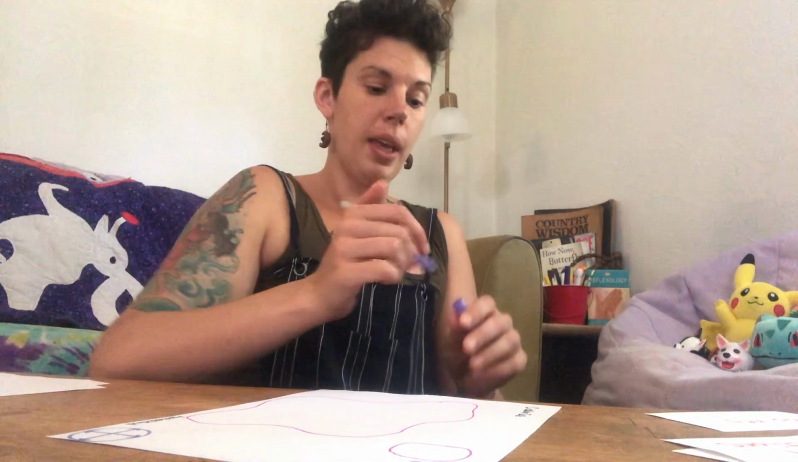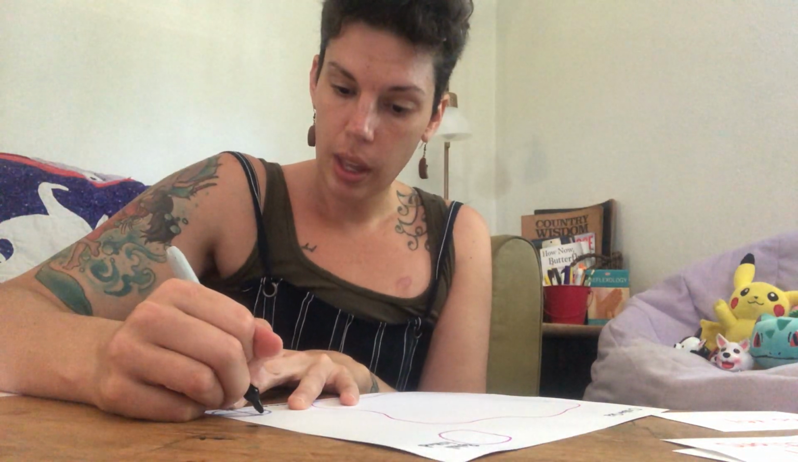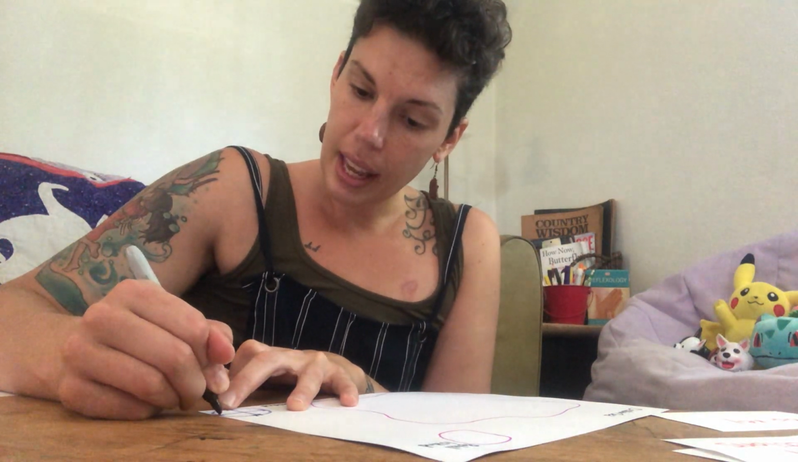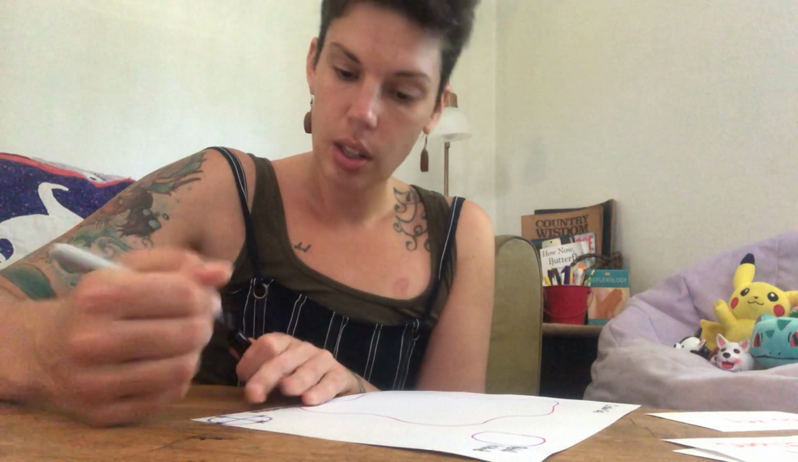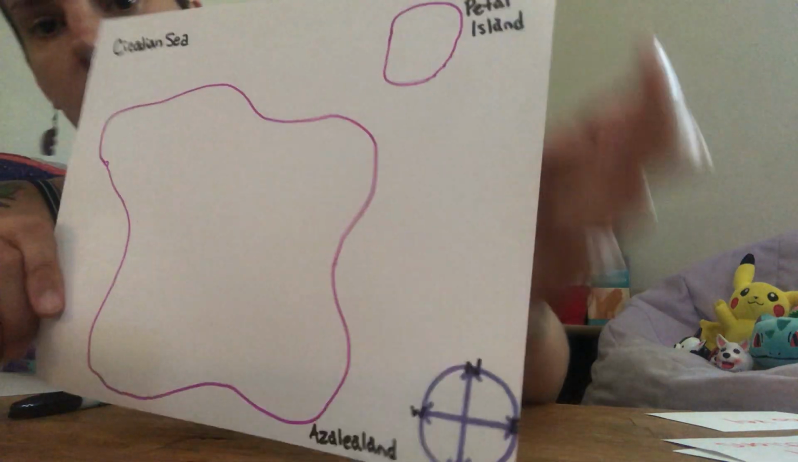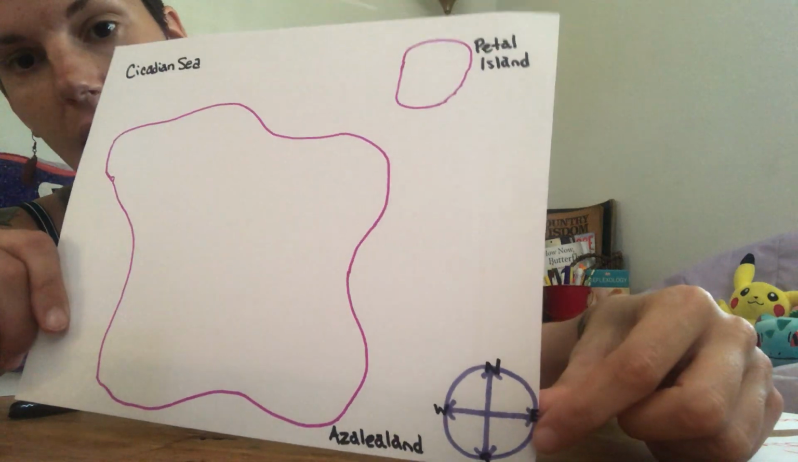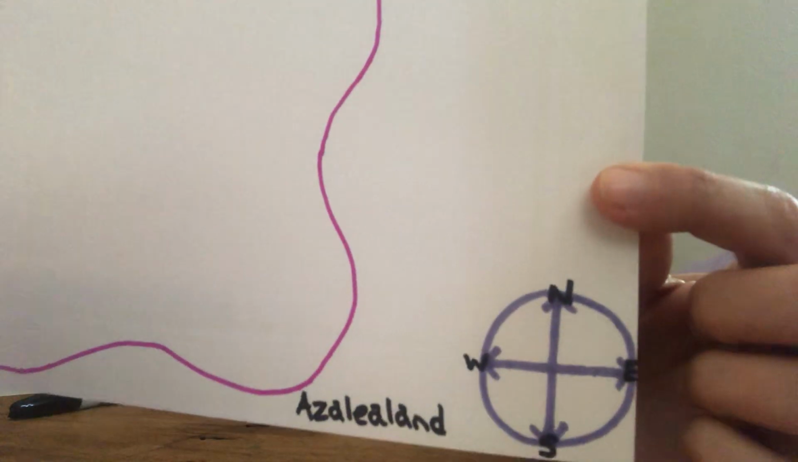separating it. And then I'm going to get a different color, a darker one, and I'm going to label each arrow. N for north, E for east, S for south, W for west. Just like this. N for north, E for east, S for south, W for west.